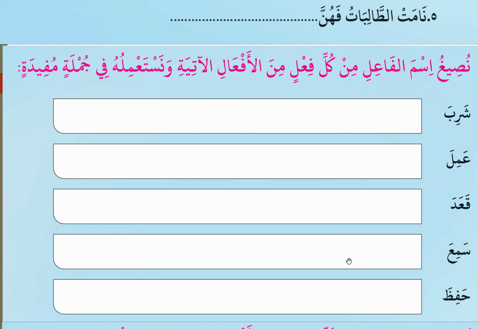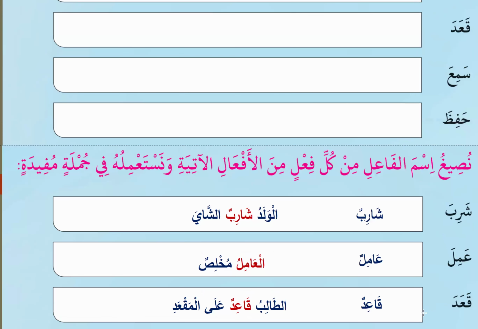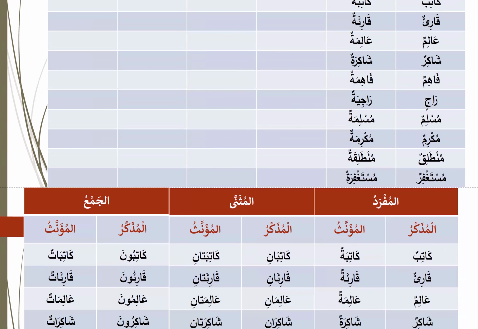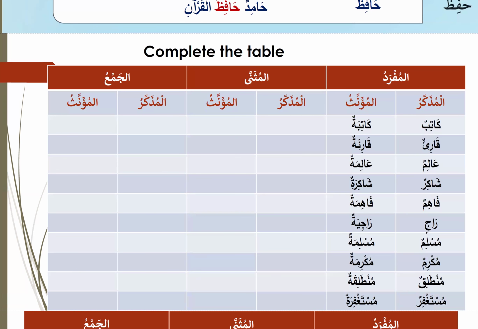Sami'a is to hear. Sami' is the one who hears. أنا سامع للقصة. I'm hearing the story. حفظ is to memorize. حافظ is the one who memorizes. So أنا حافظ للقرآن. I'm memorizing the Quran, like that. They're given here actually like شارب, الولد شارب الشاي, العامل مخلص, الطالب قاعد على المقعد, الرجل سامع قصة, حامد حافظ القرآن, like that. Then here we have to complete the table and the answers are given here.